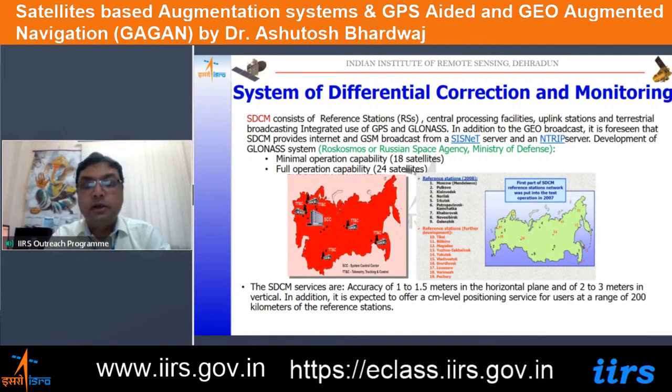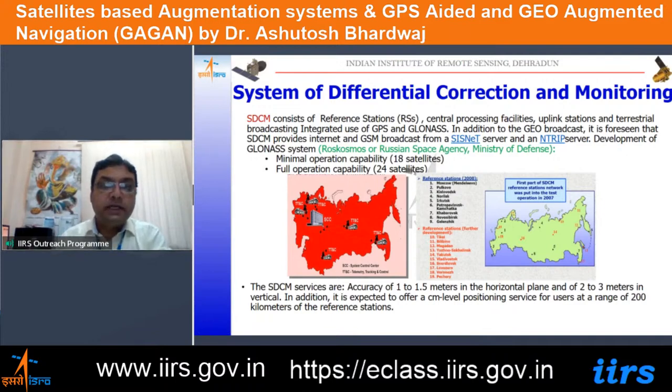For the Russian region also, they have a fully functioning system for the SBAS based on the GPS and the GLONASS. Both are being utilized here, and the system is called System of Differential Correction and Monitoring, that is the SDCM. Here also in the case of Russia, they are using the GSM broadcast from the SISNeT server and the Ntrip server. So they have a facility from the SIM card based system also through the mobile services as well as through the internet services.